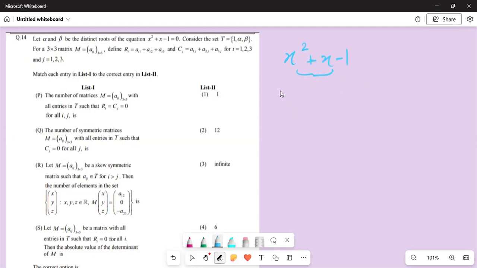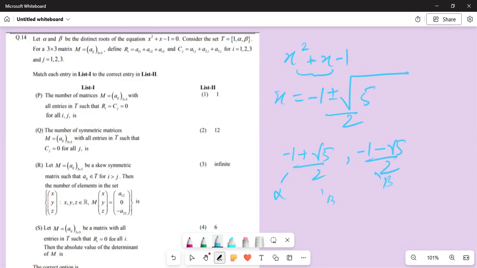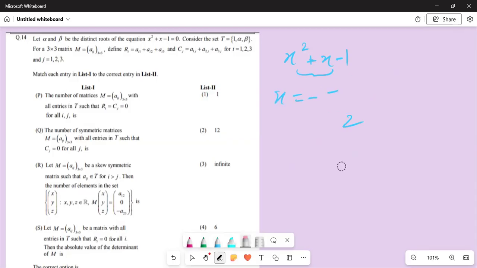Since this is a quadratic equation, we can easily use the formula and find out the roots. This is going to be this. So the roots are -1 plus or minus of this. So this is alpha, this is beta, or this is beta, this is alpha, doesn't matter. So these are the roots. So alpha and beta are this.